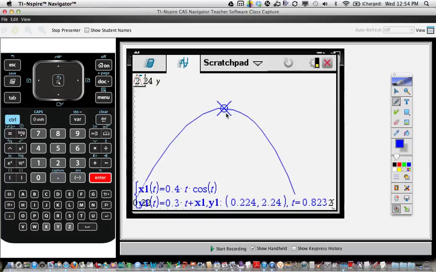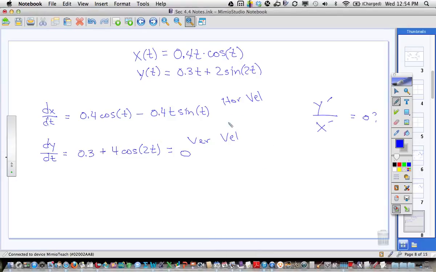Put that 0.823 into x prime. What you would want to do is take that 0.823 number and plug it into x prime, because that will tell you its horizontal velocity. And it's only stopped if what? If x prime and y prime are both 0, then the thing is stopped. Okay, this is two-dimensional motion, with both a vertical and a horizontal component.